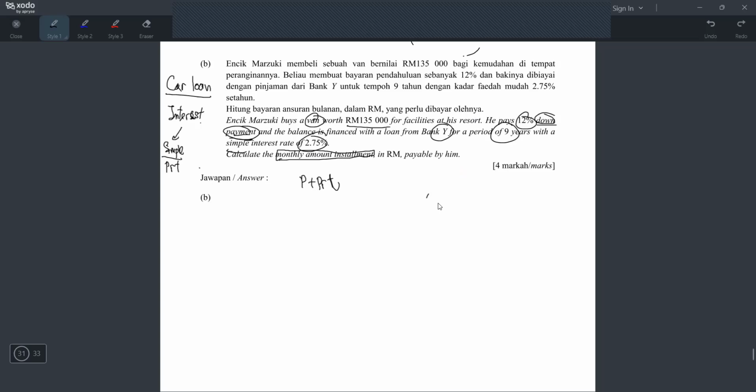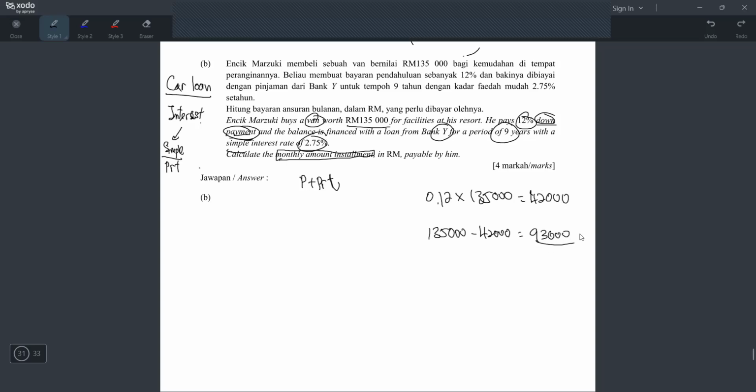So we have to calculate how much has already been paid. So 12% is 0.12 times 135,000, and let's see what I get first. Okay, 0.12 times 350,000, you get 42,000. But this 42,000 is the down payment, ataupun bayaran yang sudah dibuat. So actually how much do you have to borrow from the bank? It's 135,000 minus 42,000, right? So let's minus and see what I get. Okay, 93,000.